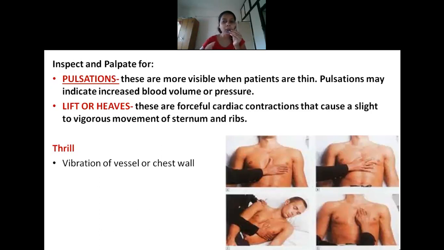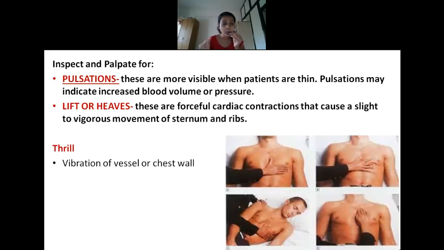It is mainly because of right ventricular enlargement. When there is right ventricular failure, commonly you will find lifts or heaves. Next, one more important abnormality that you see is thrill.